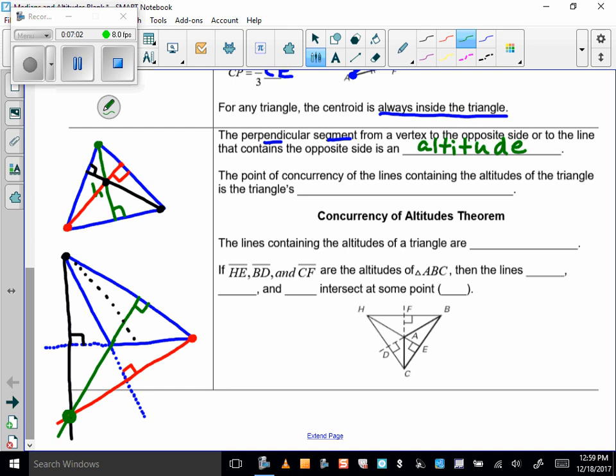And that's going to be way out there outside of the triangle. So the altitude, the point of concurrency of the altitudes, just like the circumcenter, could be inside, outside, or on, and this point of concurrency is called the orthocenter, the triangle's orthocenter.